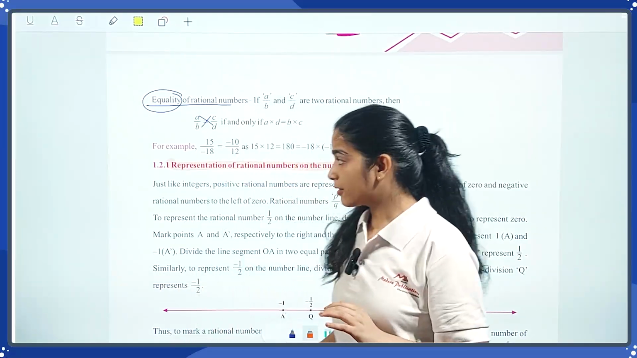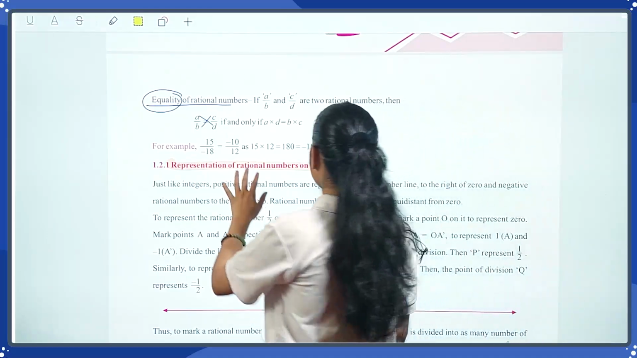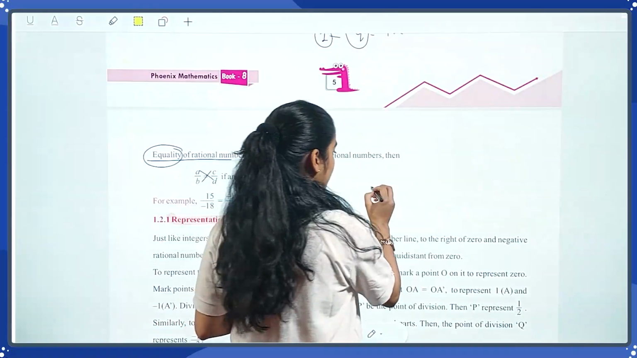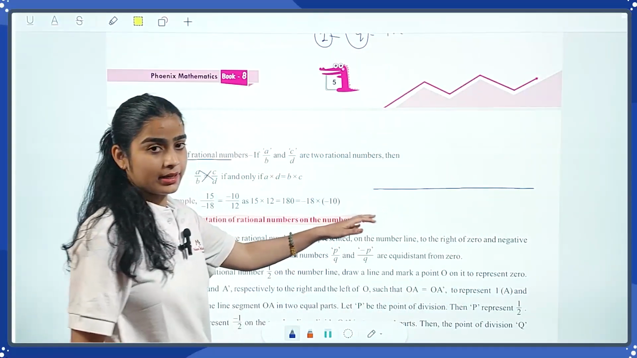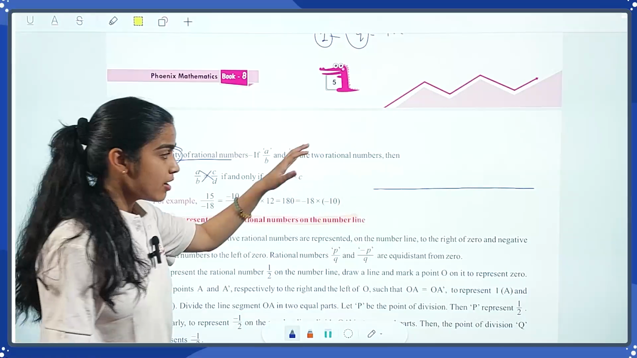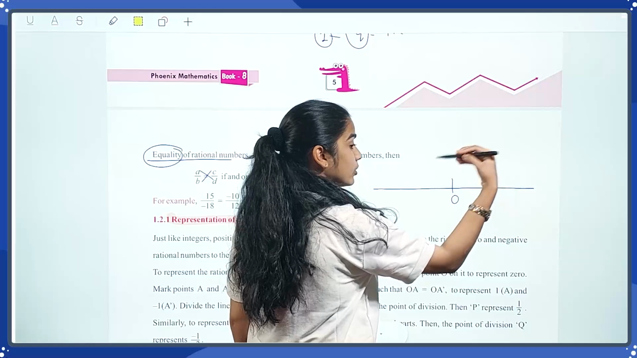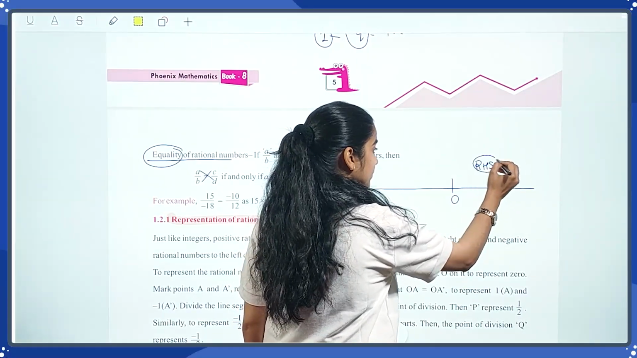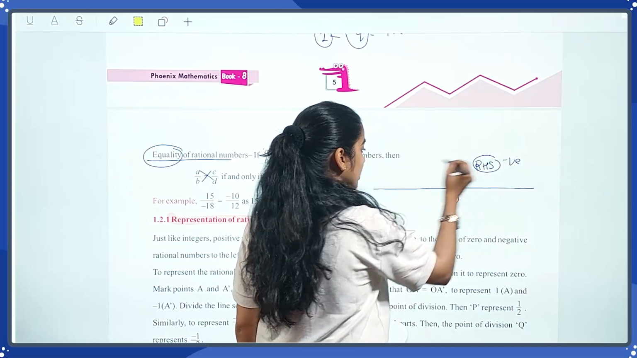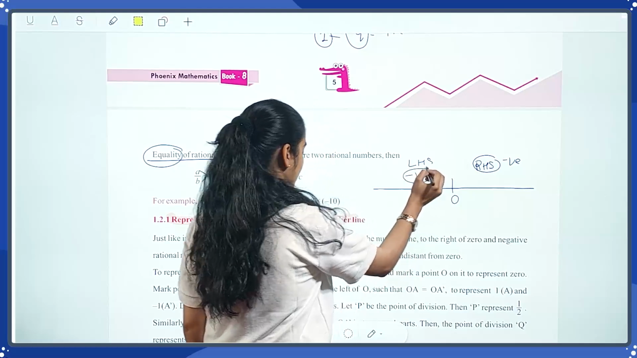Now, the second thing what we have to do is representation. Representation means we have a number line. Number line means a straight line, okay? And we have numbers on this line. And how can we distribute our numbers? First, we make a middle point which is 0. And on the right hand side, we have positive numbers. And on the left hand side, we have the negative numbers, okay?